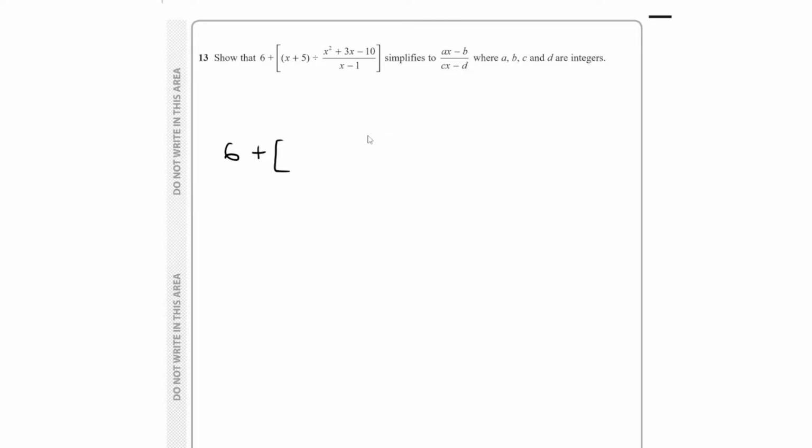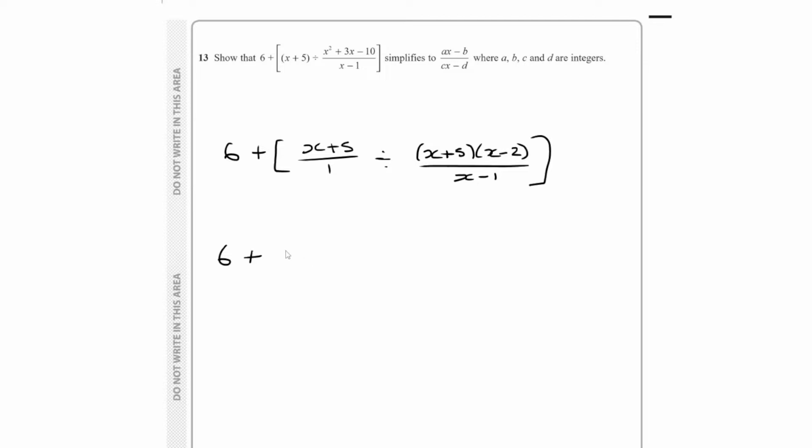Obviously, the only thing to factorize is that quadratic there. The first fraction, I might write it as a fraction, just so that when I divide, I can see it. So I'm going to factorize this, obviously x and x. We've got a plus and a minus, and we've got plus 5 minus 2 over x minus 1. Can't cancel anything so far, but that's fine.